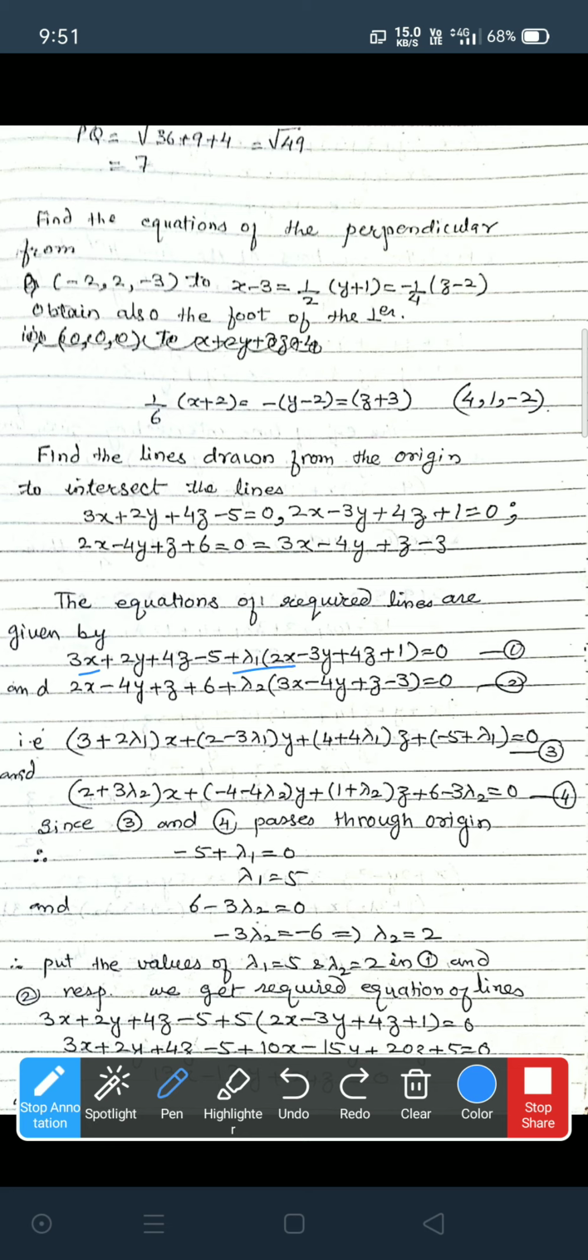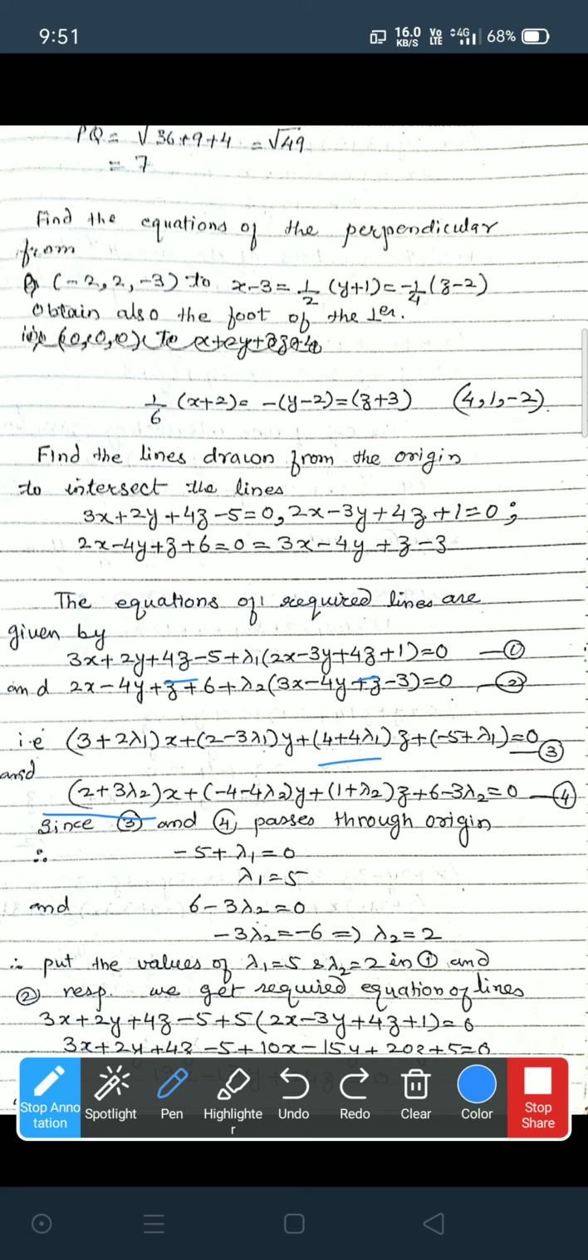x is common, so we get 3 plus 2 lambda 1. Similarly 2y minus 3y lambda 1, so 2 minus 3 lambda 1 into y. In the z, 4z plus 4 lambda 1 z, so 4 plus 4 lambda 1 into z, plus minus 5 plus lambda 1 is equal to 0.